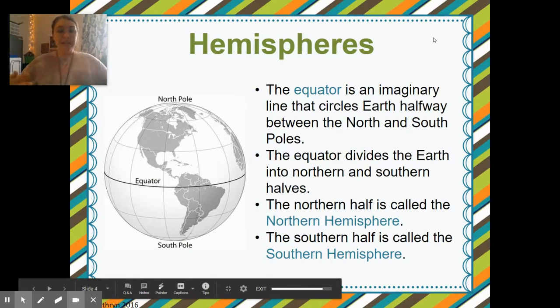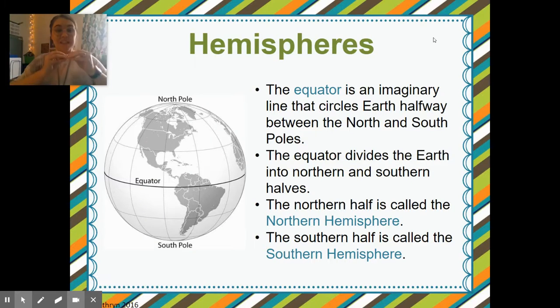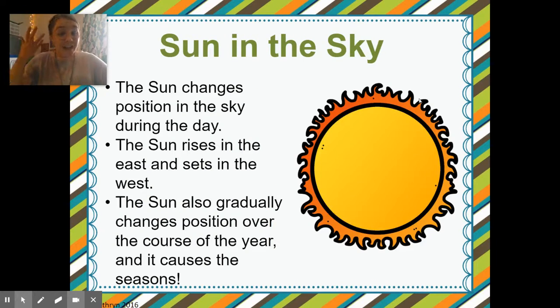So let's talk about our hemispheres. The equator is an imaginary line that circles Earth halfway between the North and the South Pole. So basically, it's a line that splits our Earth in half. So right here, right down the center is the equator. It divides our northern hemisphere and our southern hemisphere. So if you look up here, the northern part is like where we are. We're in the northern hemisphere because we're right here in Texas. And the southern hemisphere.